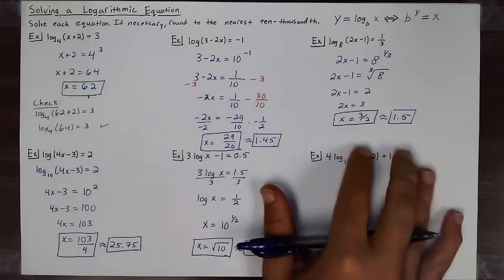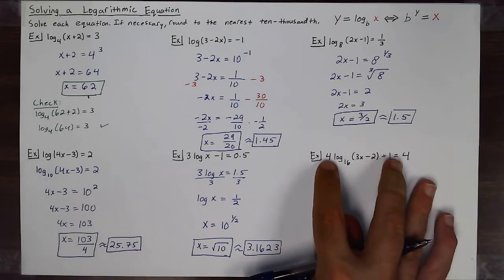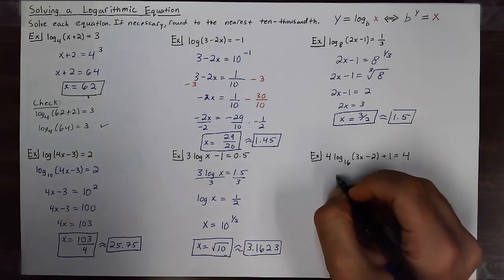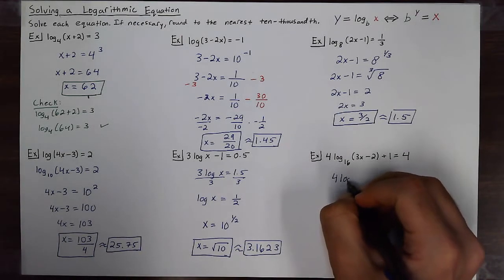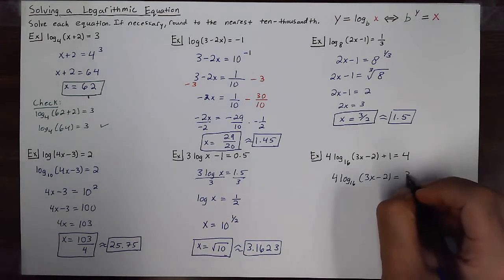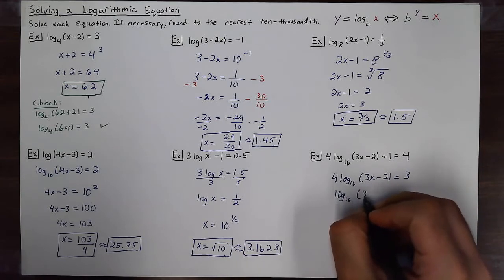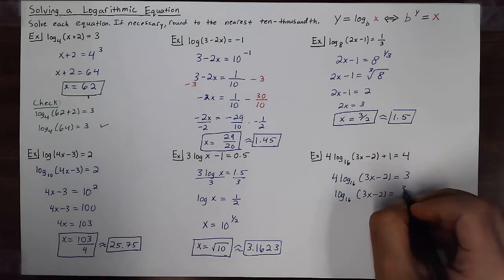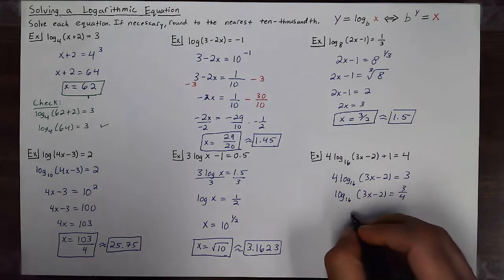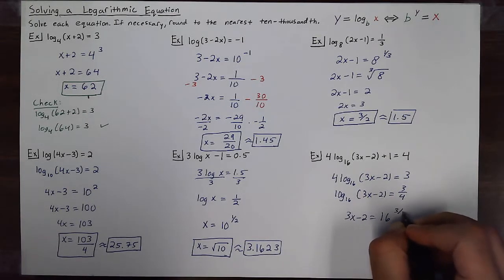Now for the last example, we have 4 and 1 we need to get rid of in order to switch it to its exponential form. So we'll subtract 1. So 4 log base 16 of 3x minus 2 is equal to 3. Divide by 4, and we get log base 16 of 3x minus 2 is equal to 3/4. Now that the log is by itself, we can rewrite this in exponential form as 3x minus 2 is equal to 16 to the 3/4.